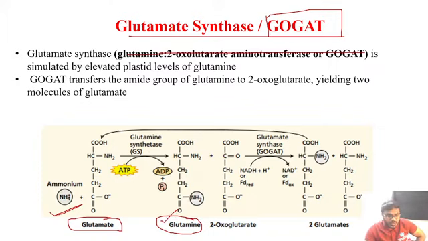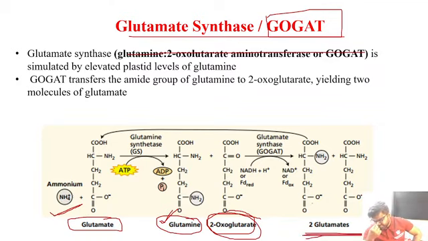Now I produced the glutamine, right? Now this glutamine, what I have done, I have combined with, friends, 2-oxoglutarate. Why have I combined the glutamine with 2-oxoglutarate? In order to produce 2 glutamates.